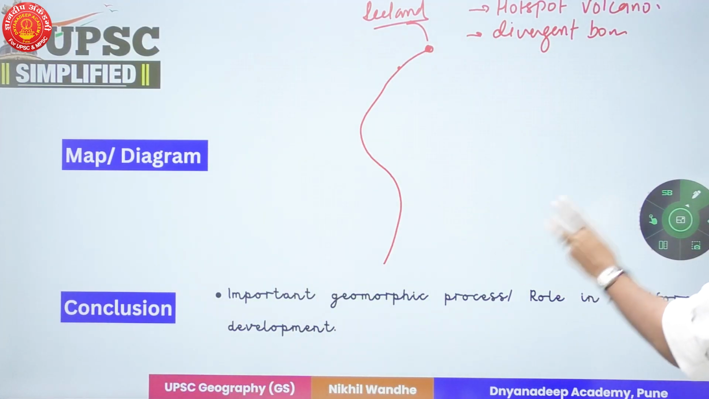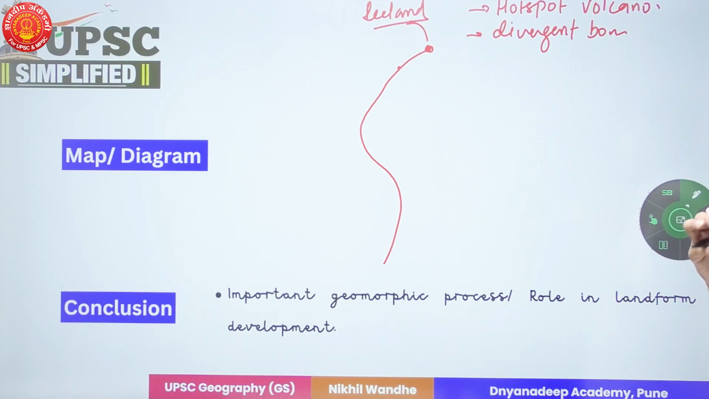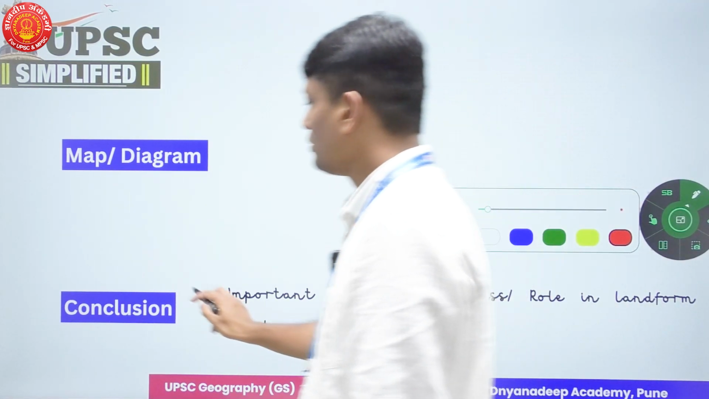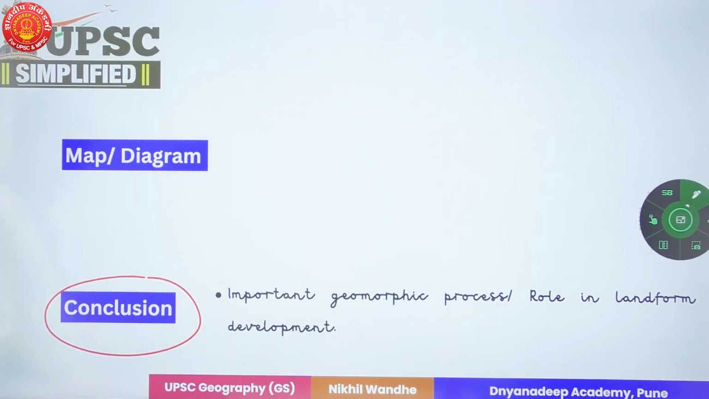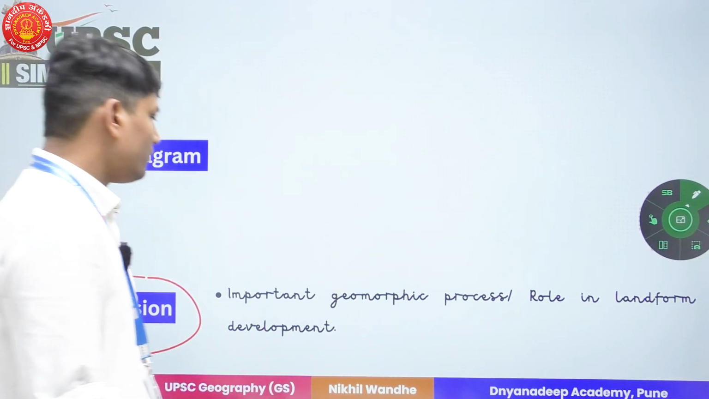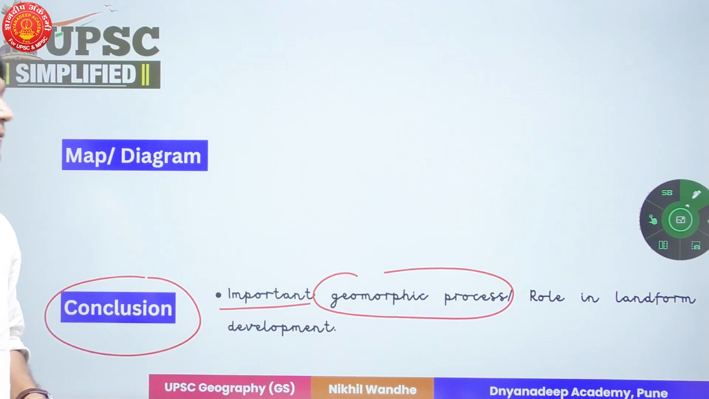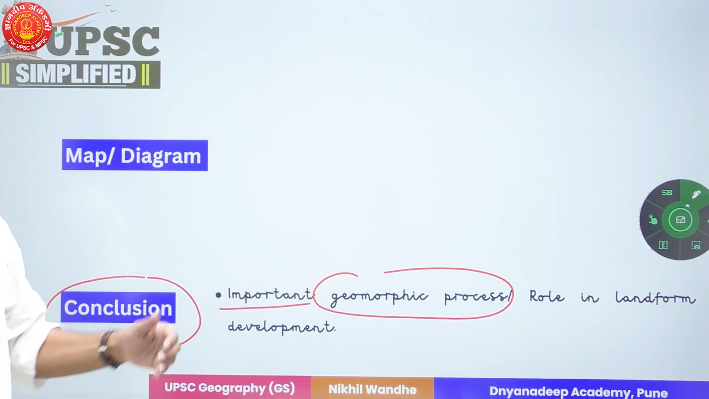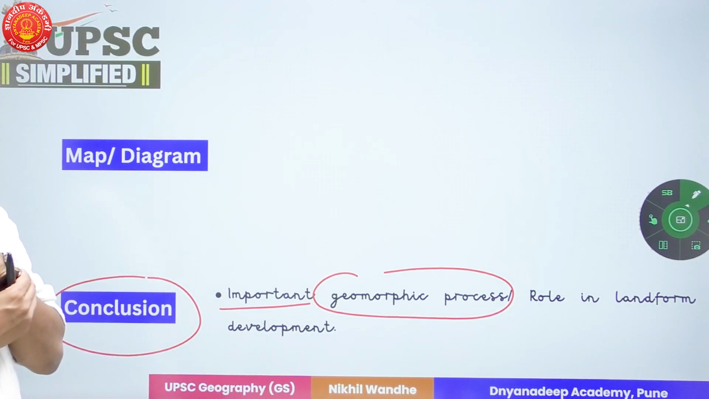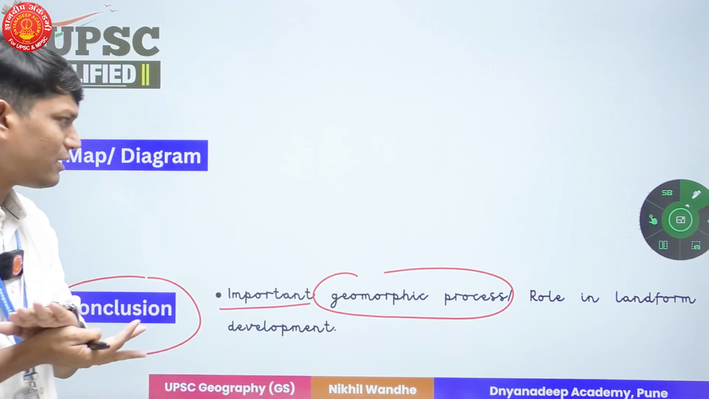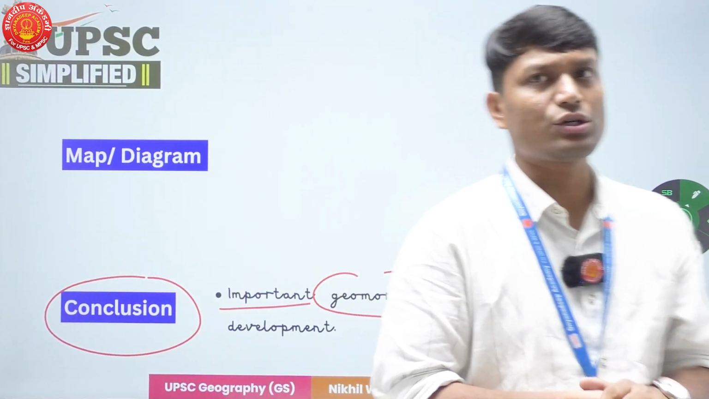Fine. So this is how I complete my part where I am addressing the role of mantle plumes in plate tectonics. Now in conclusion, you will have a very generic conclusion. One way I can say is that this is a very important geomorphic process and it plays a crucial role in the process of plate tectonics. That's a very flat, generic conclusion.